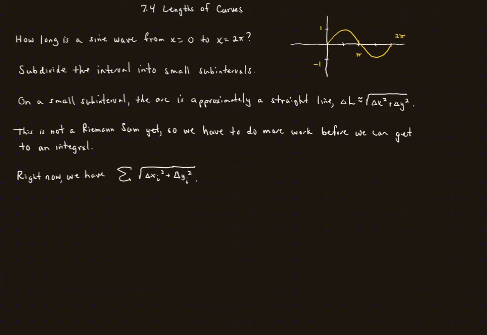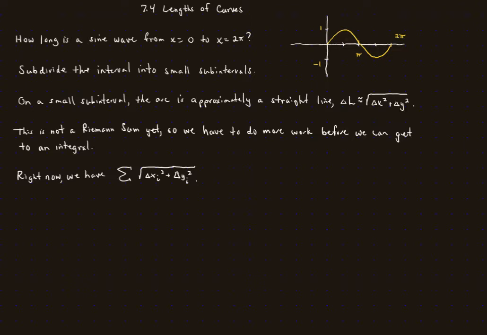We're going to talk about section 7.4, lengths of curves. This is known as arc length. The question comes up: how long is a sine wave from x equals 0 to x equals 2 pi? You can see a picture there in the yellow on the right of one full cycle of a sine curve. What is the length of that curve is our question.